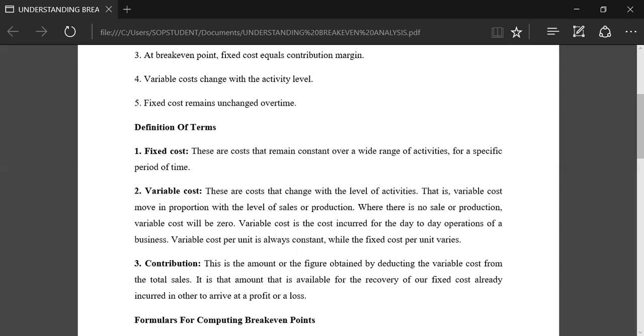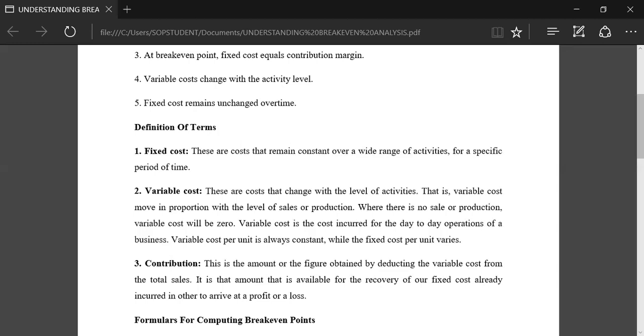Variable cost, the second term, is the cost that changes with the level of activities. So variable cost is dependent on production, is dependent on the level of sales or the level of production. Where there is no sale or production, variable cost equals zero. Also, variable cost is incurred for the day-to-day operation of the business.